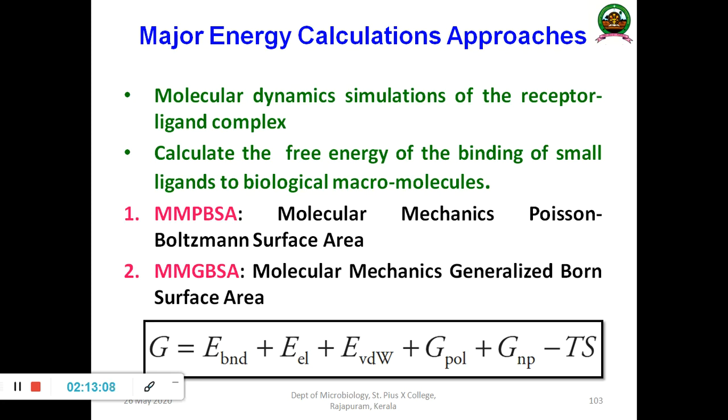There are two important approaches. Again, it is a very complex thermodynamic, molecular dynamics concept: molecular mechanics Poisson-Boltzmann surface area, or MMPBSA, and molecular mechanics generalized Born surface area, MMGBSA. Whatever the method, you are going to calculate the Gibbs free energy, the overall delta G. Here you can see the overall energy is the bond energy, electrostatic energy, van der Waals interaction, polar and non-polar terms, and all of that is subtracted from the total entropy contribution. So that is the energy. These are the important aspects.